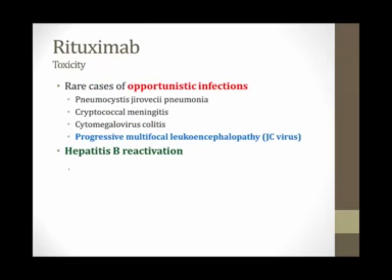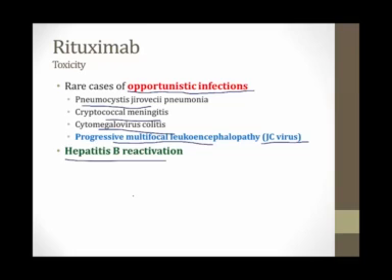The toxicity of rituximab has to do with the fact that rare cases of opportunistic infections have been reported among patients receiving this drug. Because it depletes B cells and dials down the immune system, opportunistic infections can occur. Some of the infections that have been reported include pneumocystis jirovecii pneumonia, cryptococcal meningitis, CMV colitis, and importantly, progressive multifocal leukoencephalopathy, or PML. This is caused by reactivation of the JC virus, and a couple of fatal cases have been reported in patients on rituximab. So any patient receiving rituximab who develops a new neurological symptom needs a workup for PML. And then finally, hepatitis B reactivation has also been reported to occur in patients on rituximab.